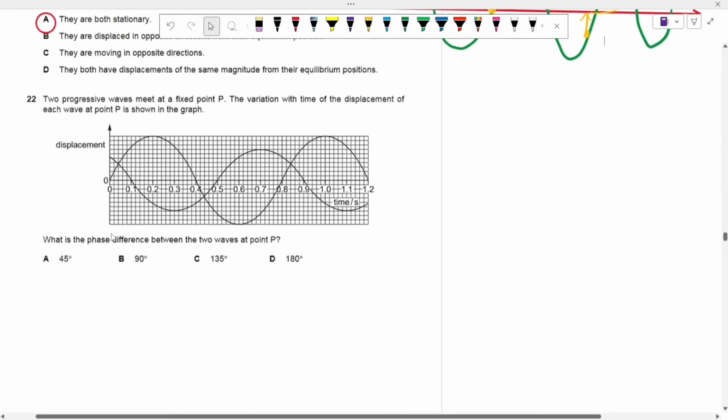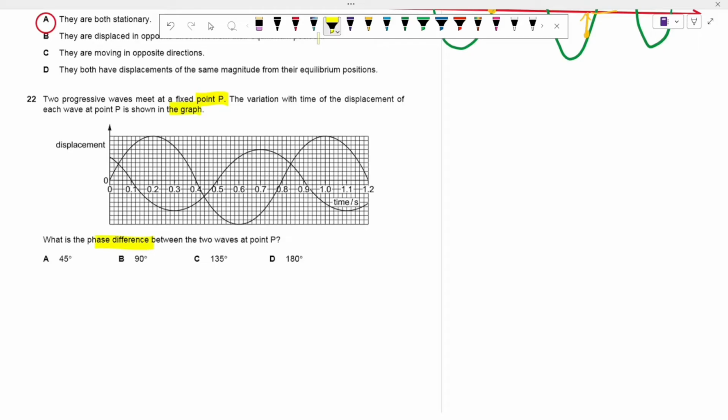Two progressive waves are meeting at a specific point P. The variation with time t of the displacement of each wave is shown in this graph. What is the phase difference between the two waves at the point? Phase difference is calculated using a very special equation. The phase difference phi will be equal to 360 degrees. Sometimes a textbook might say 2 pi. Times the time over the period.